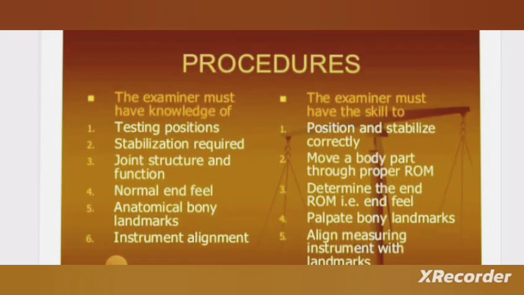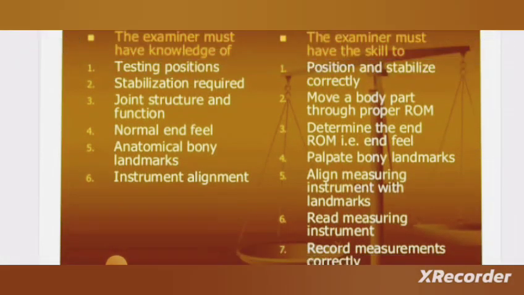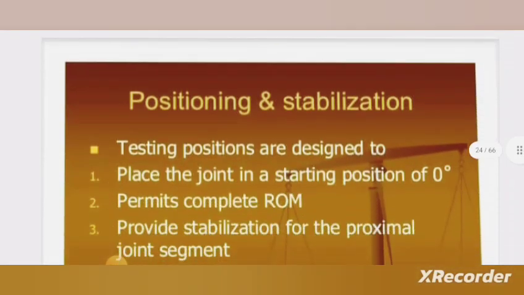The procedure. The examiner must have knowledge of testing position, stabilization required, joint structure and function, normal end feel, anatomical bony landmarks, and instrument alignment. And the examiner must have the skill to position and stabilize correctly, move a body part through proper range of motion, determine the end range of motion and end feel, palpate bony landmarks, align measuring instrument with landmarks and read measuring instruments.